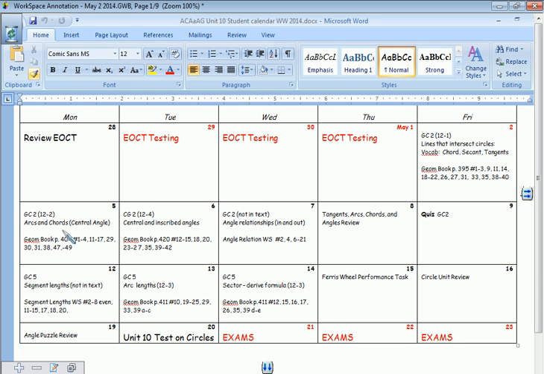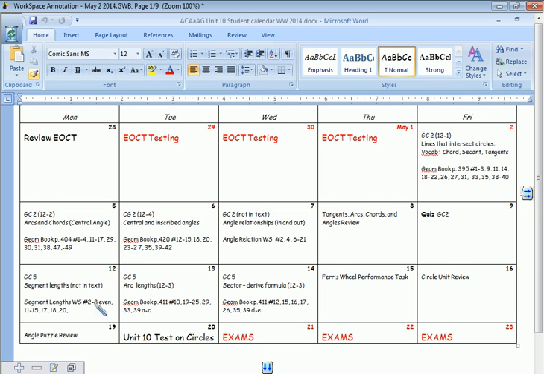On Monday, we'll be taking a look at arcs and chords and central angles. And then on Tuesday, we're going to compare central and inscribed. On Wednesday, we'll look at all types of angle relationships with regards to circles, angles formed inside and outside. And then Thursday, we'll have review. And then next Friday, on May 9th, we'll have a quiz.